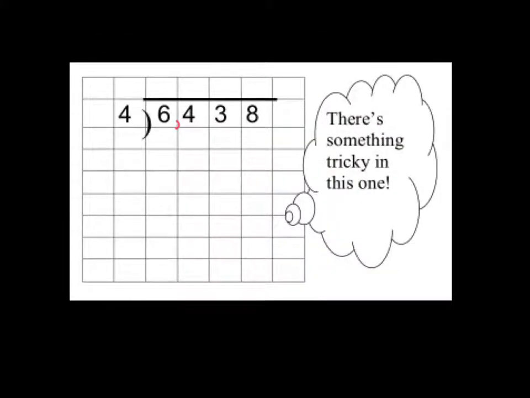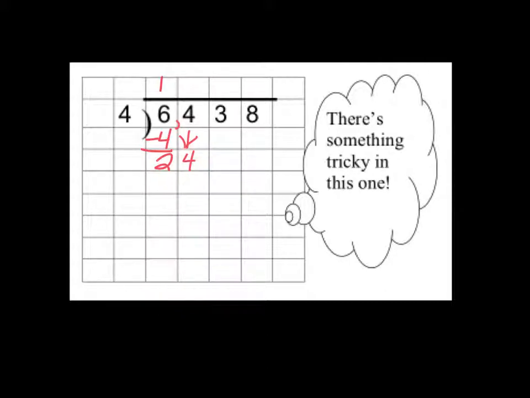This next problem, 6,438 divided by 4, might have something a little tricky in it. So again, I'm going to be looking at my first digit. Can I get any groups of 4 out of 6 to decide where I'm going to begin my quotient? I can get at least one group of 4 out of 6. So now I'm going to multiply. 4 times 1 is 4. And then I'm going to subtract. I'm going to get 2. 2 is less than 4. So I can now move on and bring down my next digit, which is a 4.